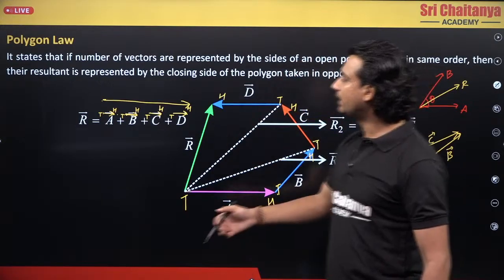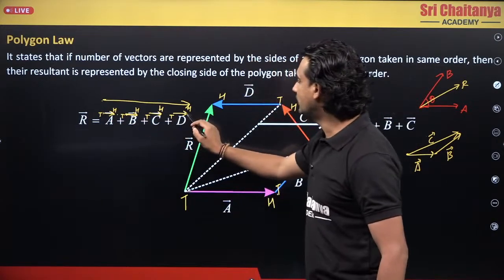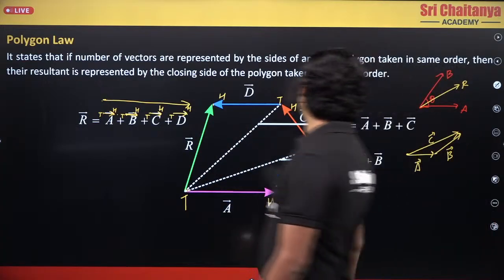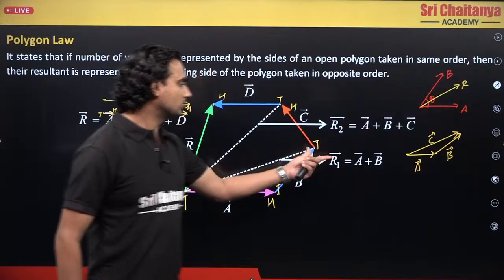Correct? And what is the resultant? The resultant is the tail with the head. Clear? So this is the resultant which we have. So this is how you can see it.